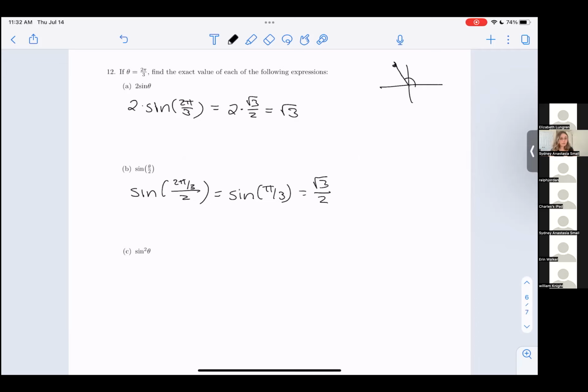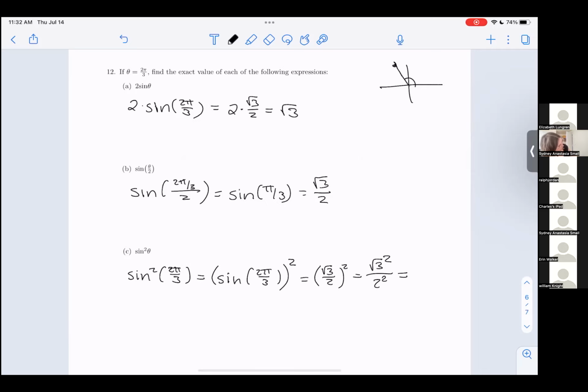Lastly, we want the sine squared of theta. If you remember, sine squared of 2 pi thirds, even though it kind of looks like it's inside the sine argument, it's not. It's just asking us for the sine of 2 pi thirds, quantity squared. So we do want to find the sine of 2 pi thirds first. As we discussed in part A, the sine of 2 pi thirds is just root 3 over 2 squared. We square fractions by squaring the numerator and the denominator. Root 3 squared is just 3, 2 squared is 4. Questions on these?